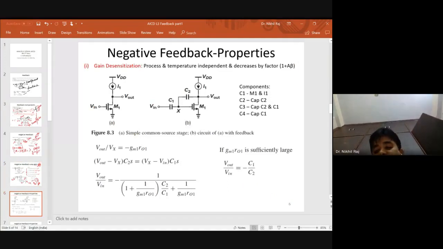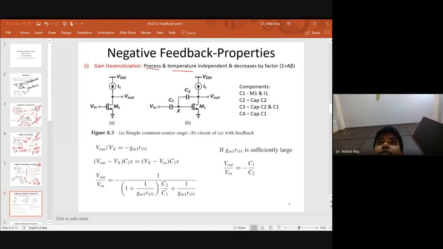So there are certain properties provided by negative feedback. The number one property is gain desensitization. This means you're making your gain independent of temperature and process. Temperature and process means what? Your GM, the transconductance. If the temperature is increased or decreased, your GM will change. Changing your GM means your gain will change. If your gain is changing, then you cannot estimate the actual value of the gain. Suppose you run at T1 temperature, then at T2 temperature something happens, it is very difficult to predict why it happened, because your gain is changing with temperature.